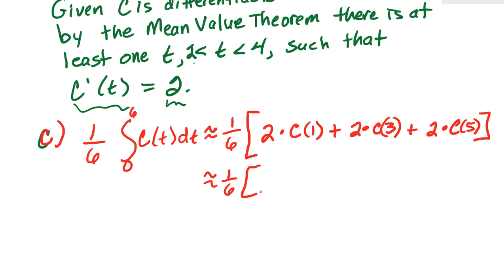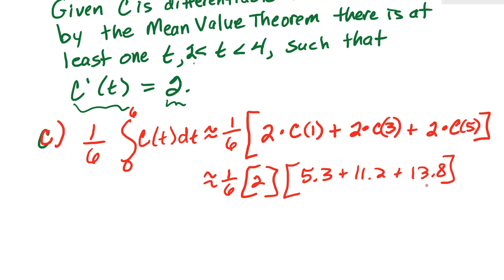And if we're doing this without a calculator, that's where I would bring the 2 out. And then I could just do these 3 values. What are they? 5.3, 11.2, and 13.8. So do some arithmetic there. You can pause if you wish. I think we have 1/6 of 60.6, or 10.1. And remember, that's the average value of function C.